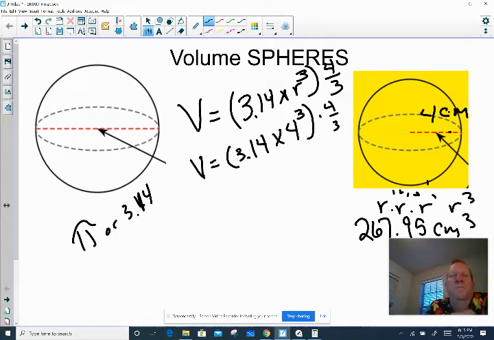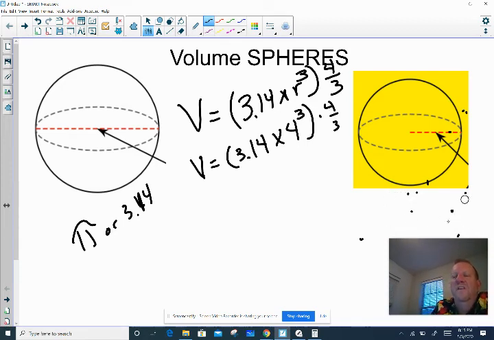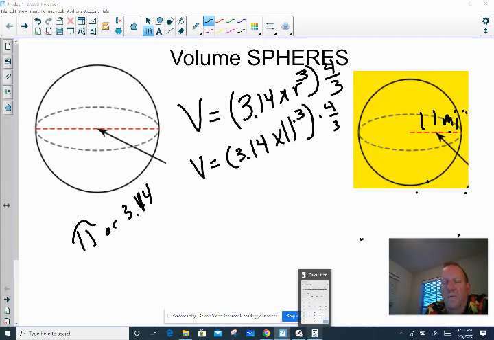Let's do one more. Let's make a different radius. Let's call this 11. That's kind of a big one. Let's call it 11 miles. That's a huge, huge sphere overall. 11 by 11 by 11. So here we go. Volume. We're going to keep the same formula, but instead of the 4, we're going to put in 11. And now we're going to plug it into our calculator.